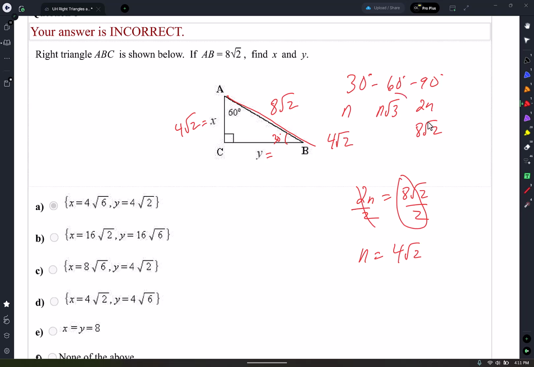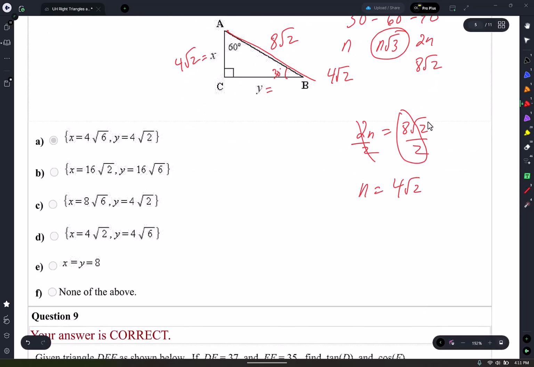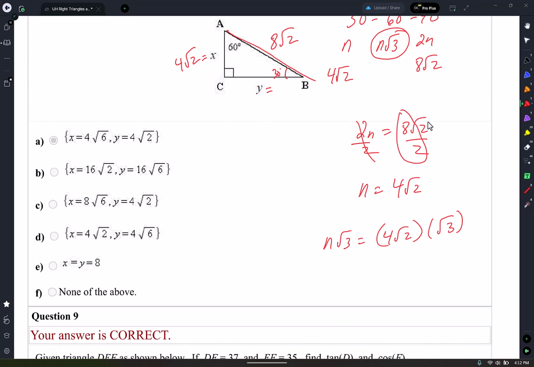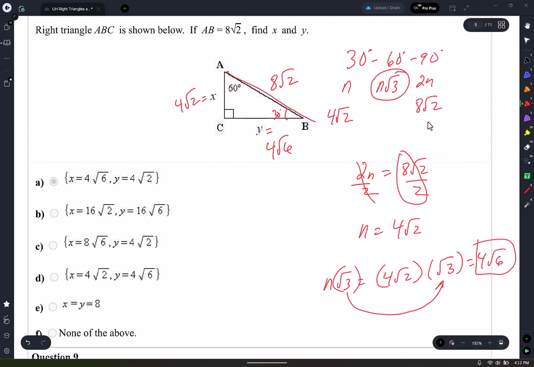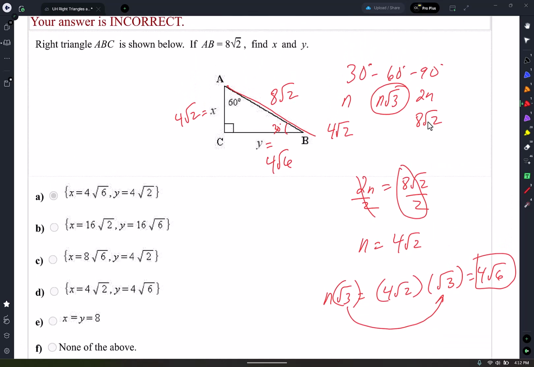So I'm just going to multiply by square root of 3. So here it is, n square root of 3. I take the 4 square root of 2, that's what n is, and I multiply by square root of 3. See, that's what the square root of 3 is. So 4 square root, 3 times 2 is 6, 4 square root of 6. That's what y is, 4 square root of 6. So we look for that. Oh, they got this one wrong. I mean, they had it. 4 square root of 6 is y. So this one right here. And 4 square root of 2 is x.